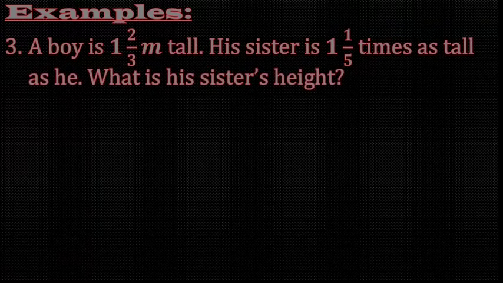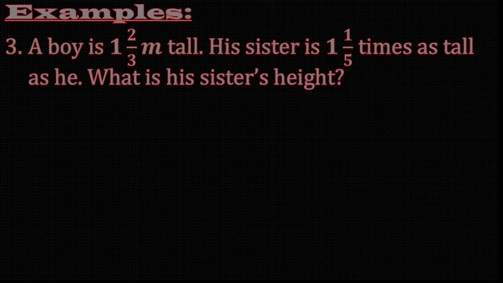A boy is 1 2/3 meters tall. His sister is 1 1/5 times as tall as he. What is his sister's height? For this question, they've given you what we call a key word. They've given you what to do already. You can see that "times" there, it's so obvious. So you know you have to multiply. Although they could twist it, so please understand the concept before you jump in. But for this one, there is no twisting. We have to multiply.